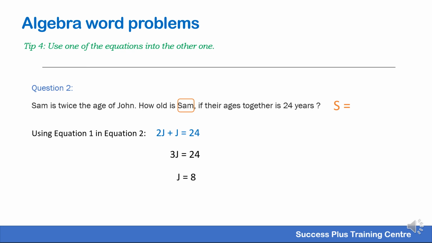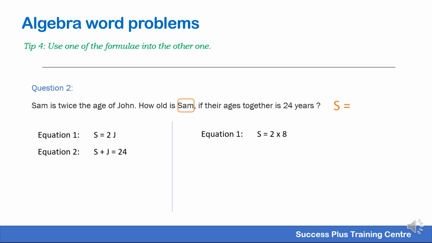It's a common mistake that students use 8 as an answer to this question. Remember that the question asked for the age of Sam, not John, hence why we abbreviated S to the side of the question. To find the age of Sam, I'm going to use either of the equations. I'm going to use equation 1.